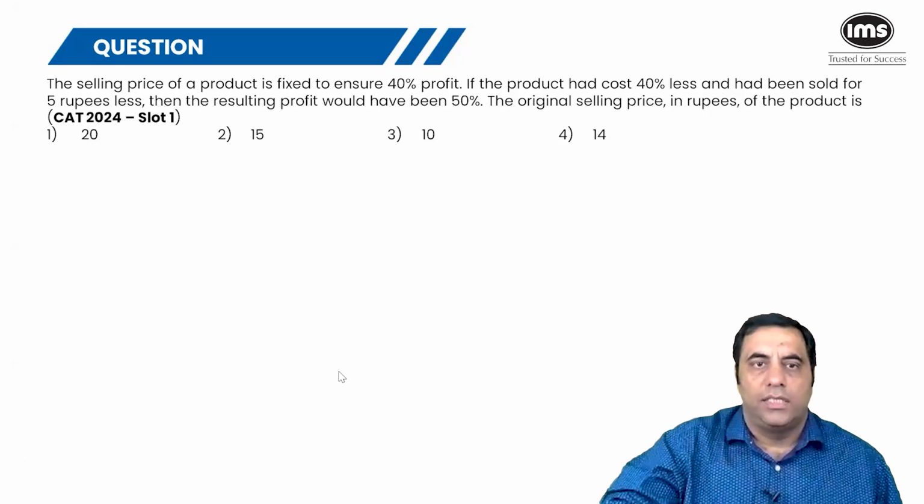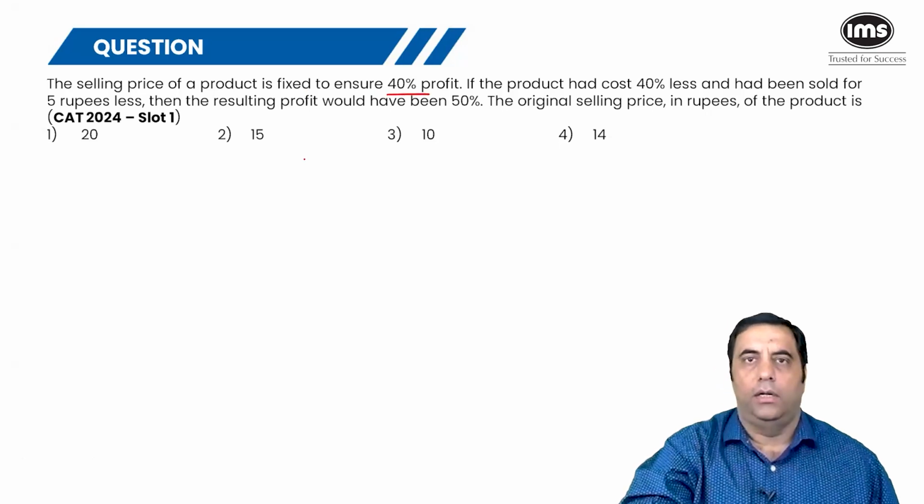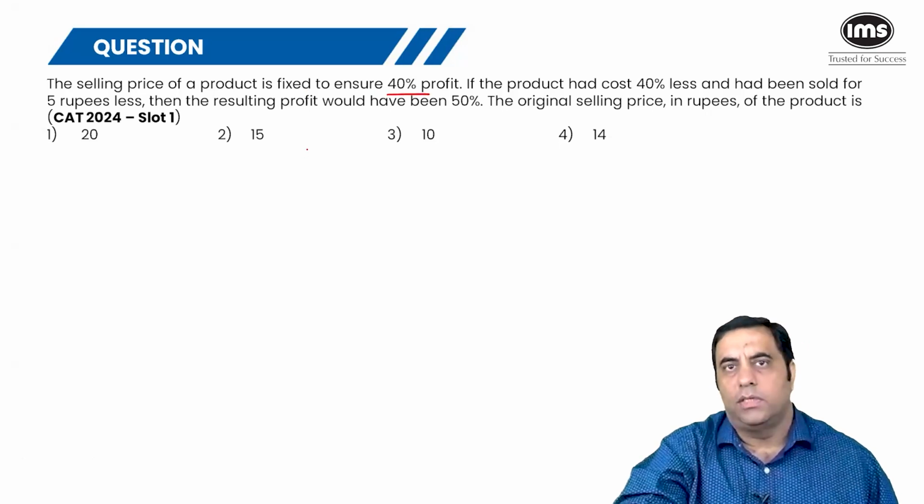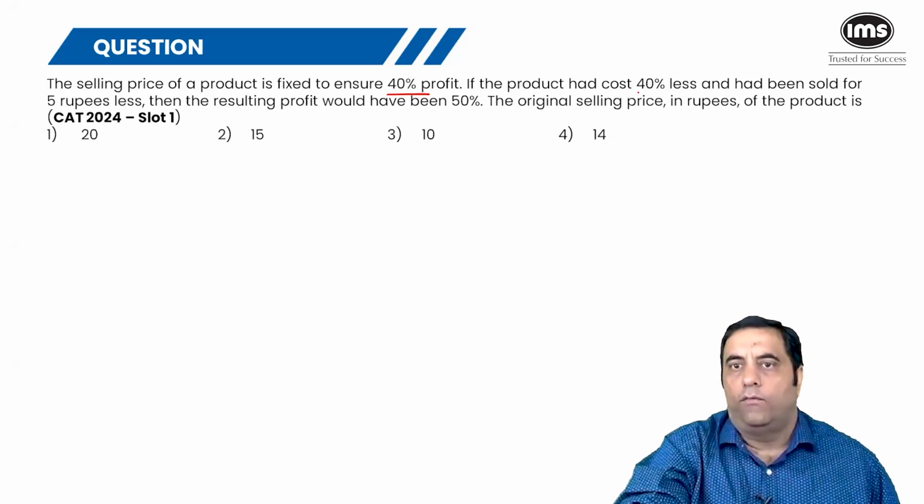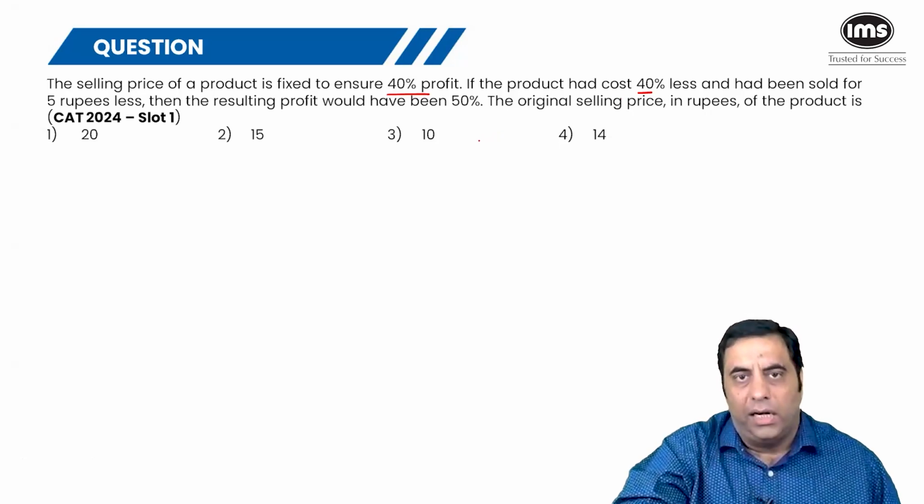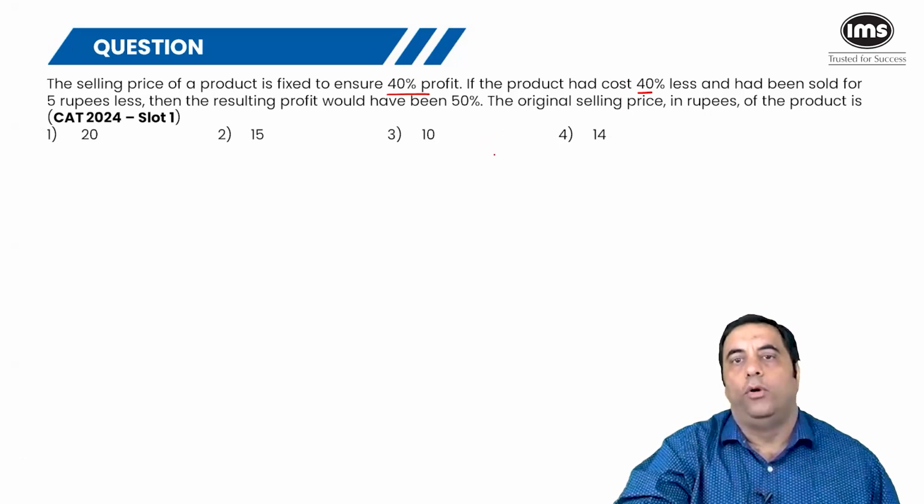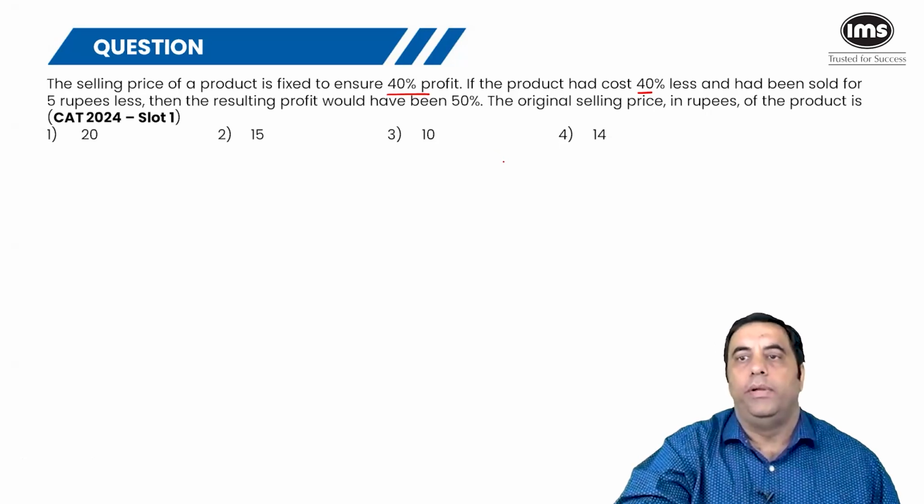Let's read the question. It says the selling price of a product is fixed to ensure 40% profit. So I want a profit of 40% and the sale price is fixed. If the product had cost 40% less and had been sold for 5 rupees less, then the resulting profit would be 50%. The original selling price in rupees of the product is.